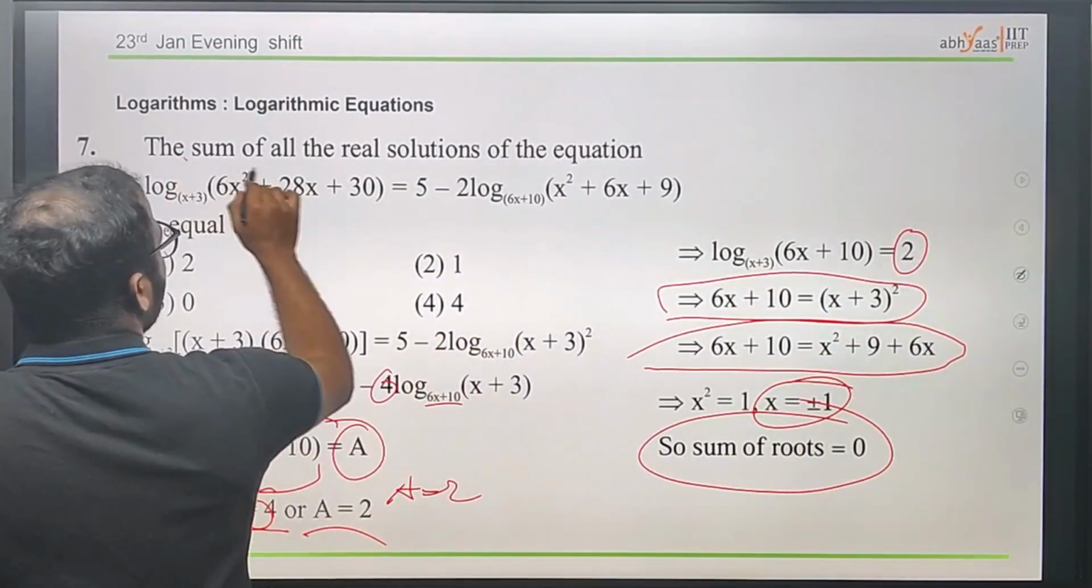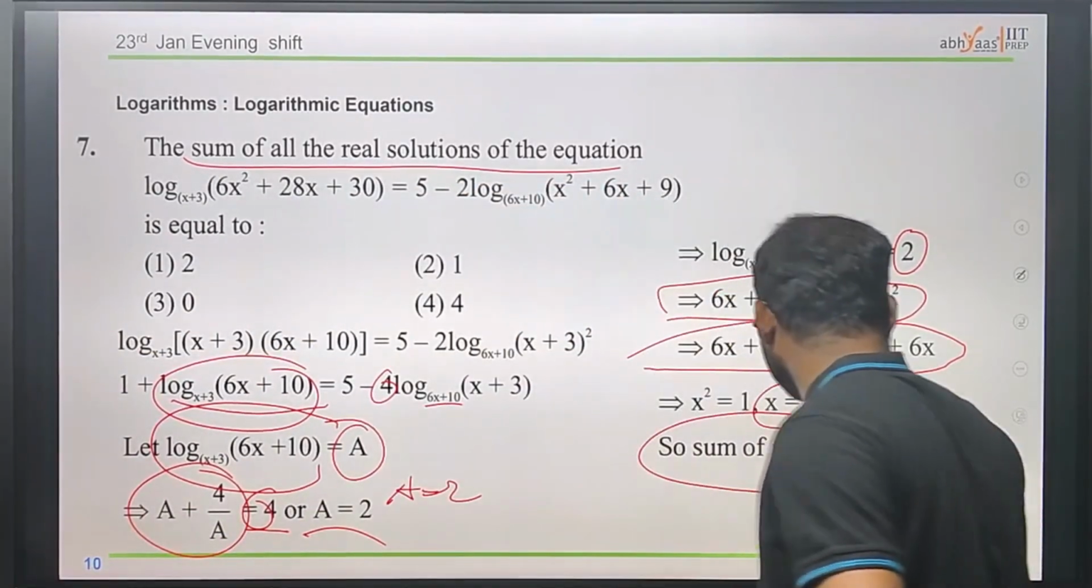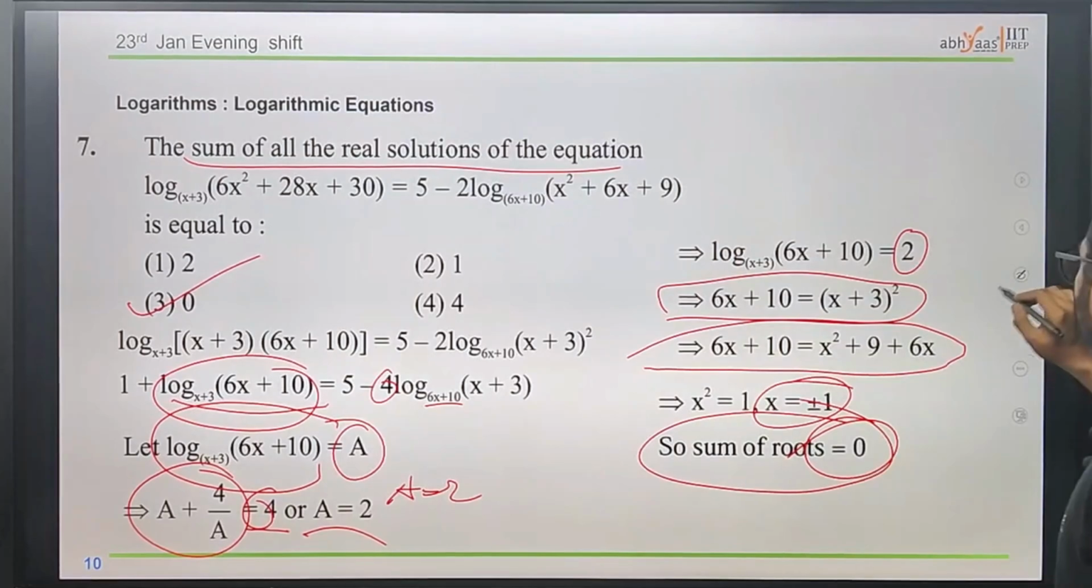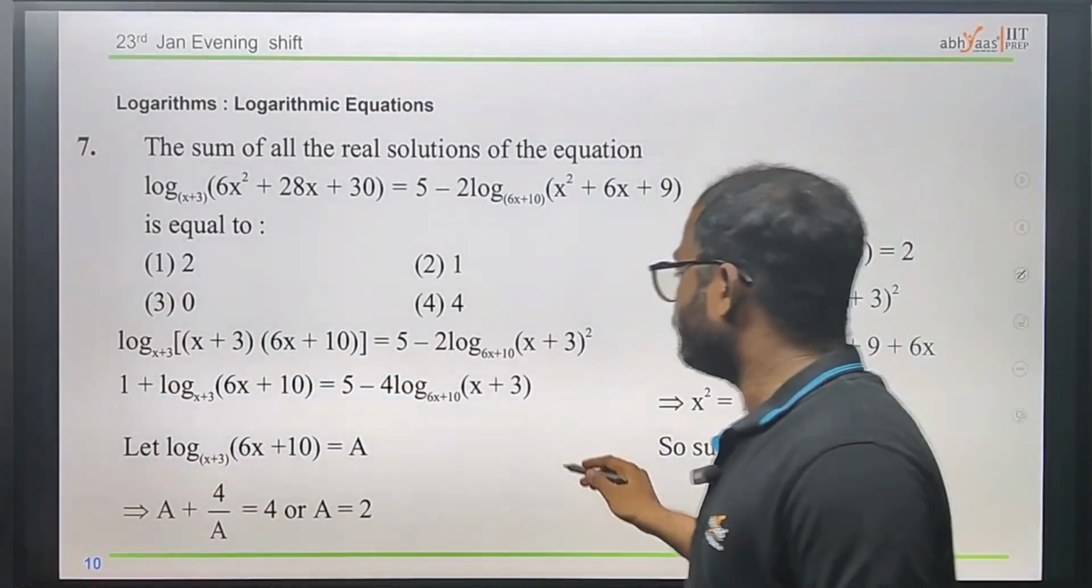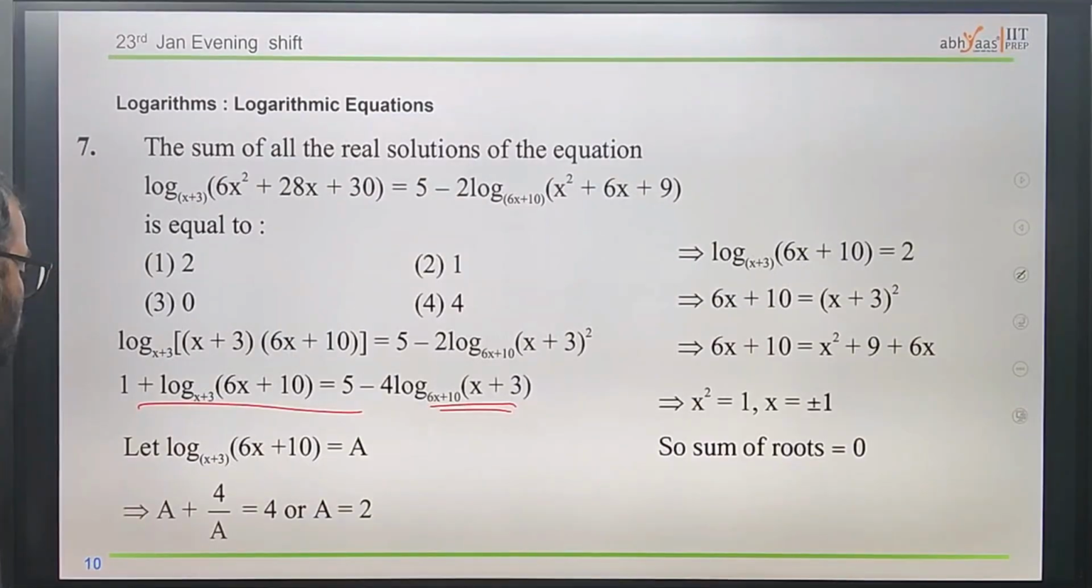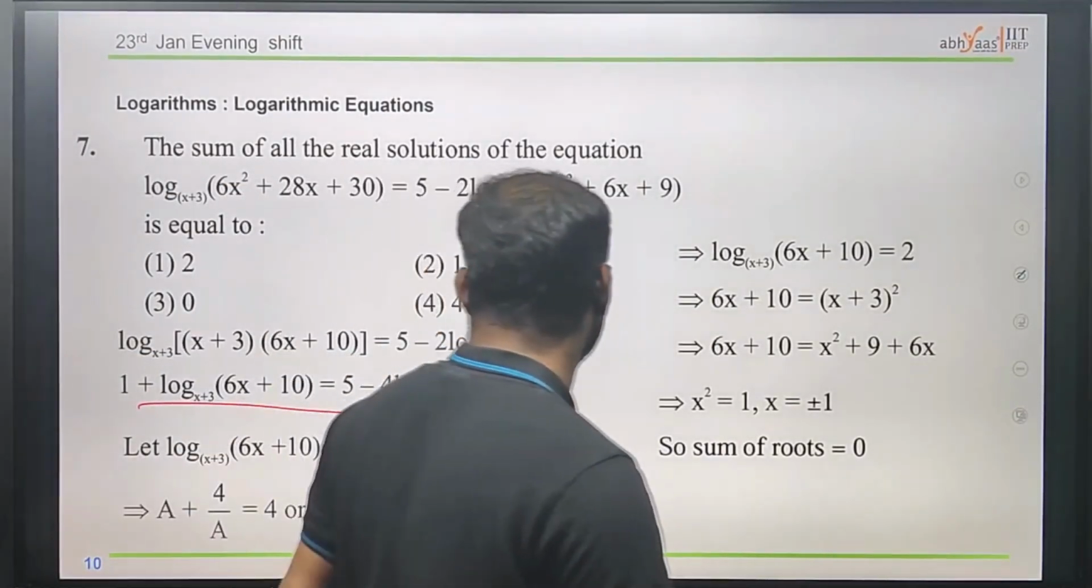That is the sum of all real solutions, and we observe that we got 0. The difficulty here is the logarithms. You need to know logarithms very well, and only then can you solve this one. I hope you understood.